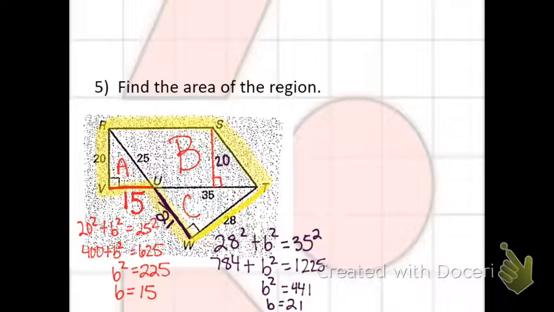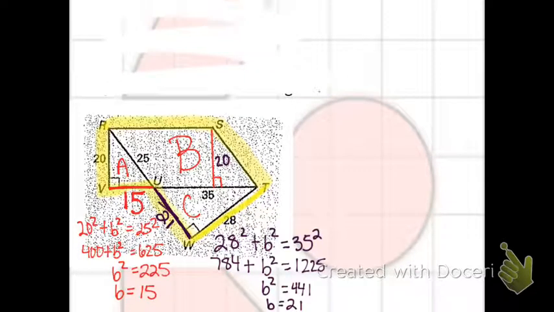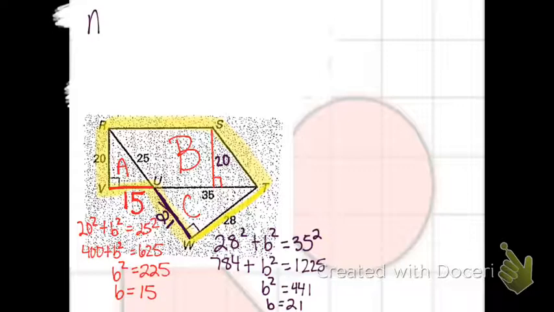Okay, so I know this diagram's getting awfully busy, so let's focus on one section at a time. Let's first work on the area of section A. So section A is a triangle, if you want to write that down. So our area for section A is 1/2 base times height. Our base we found is 15. The height is 20.